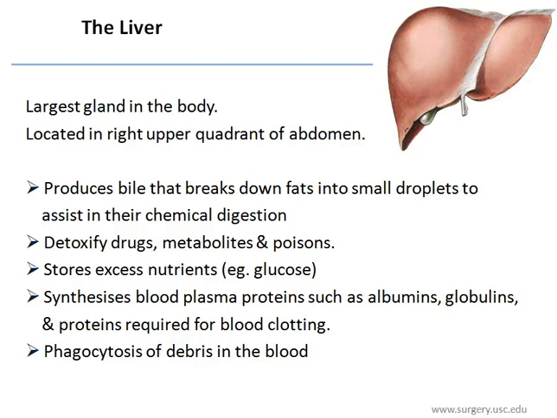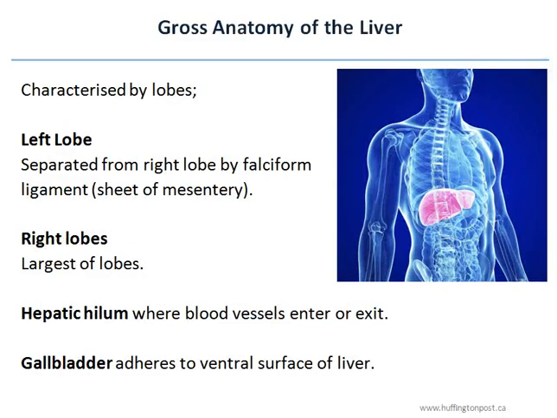We'll have a brief overview of the anatomy of the liver. Some of the most important structures are mentioned here. There are a couple of very dominant lobes, a left lobe and a right lobe. The right one is the largest of the liver lobes, and the left lobe is separated from the right lobe by a sheet we call the falciform ligament. It's a sheet of mesentery.